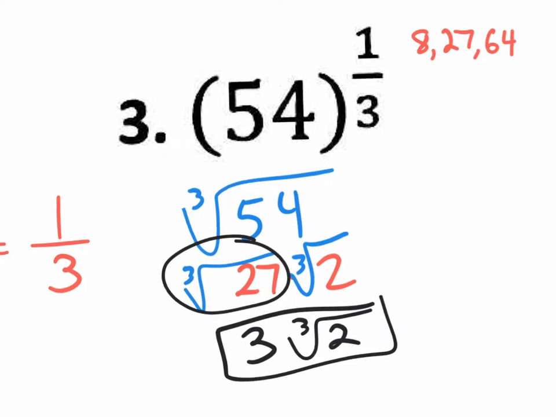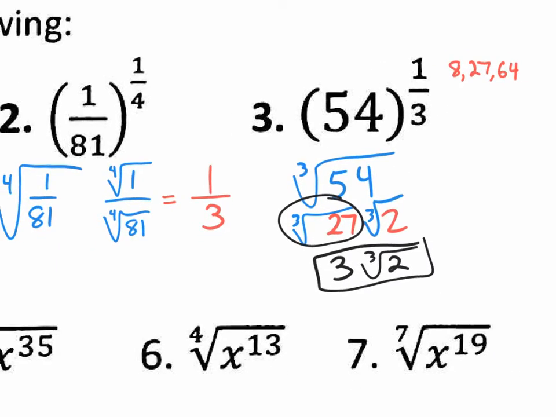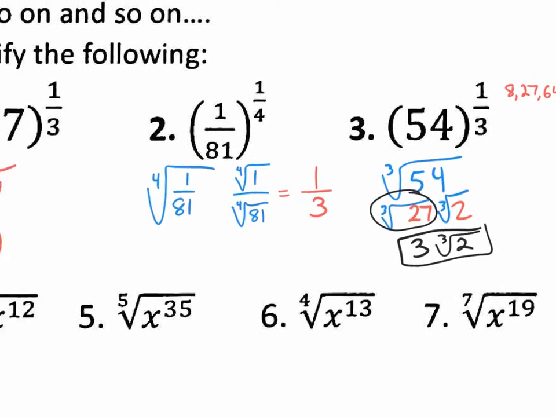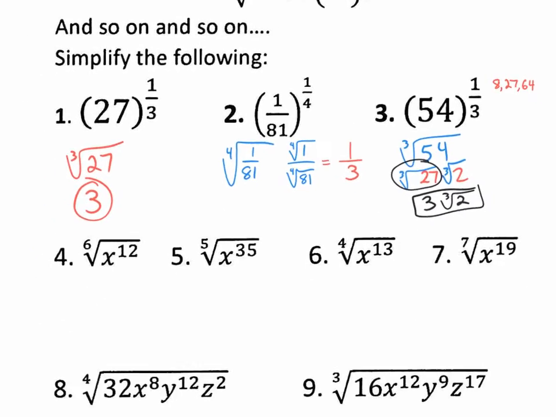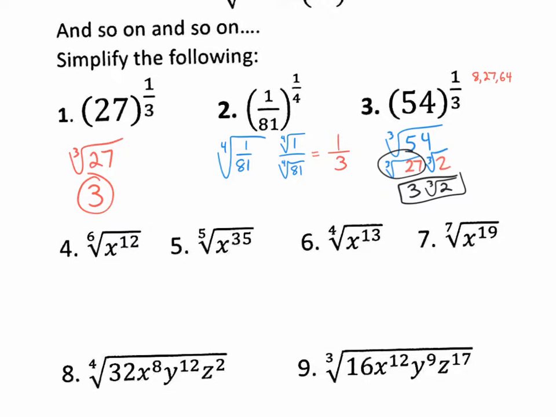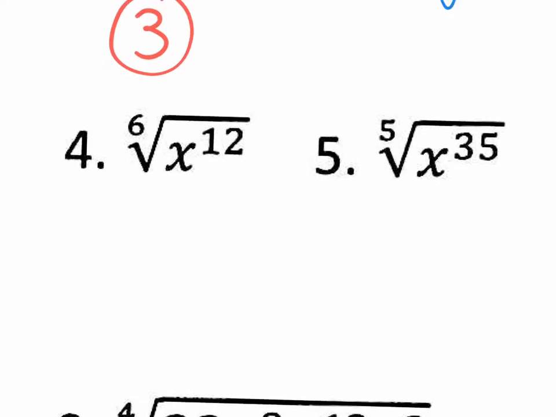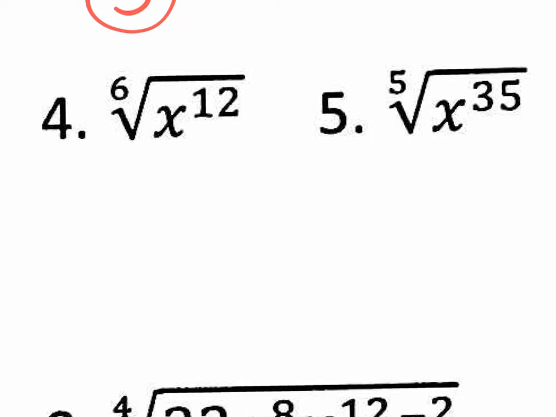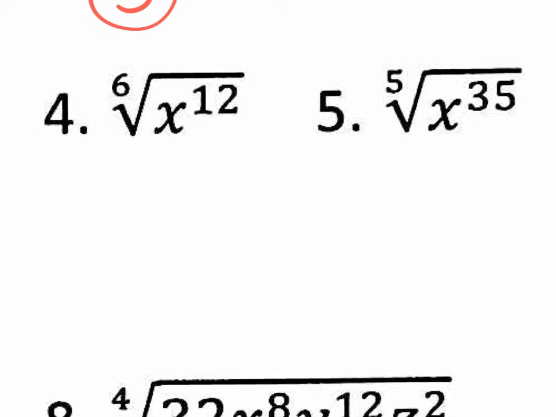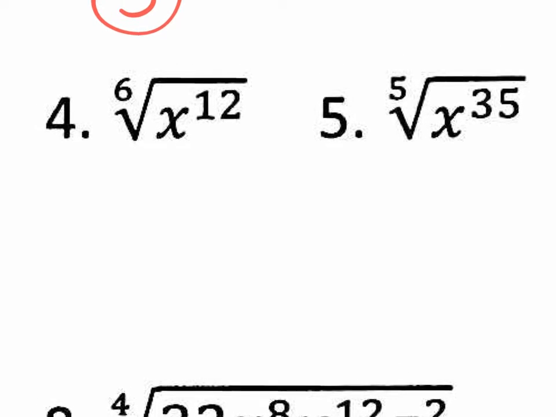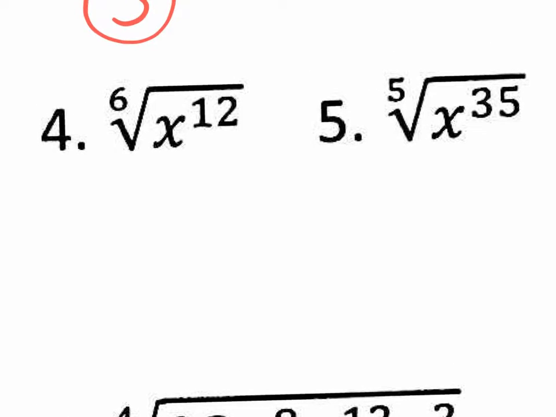It's just a question of getting used to it and practicing. Now, ladies and gentlemen, at this moment, I know we do not have these numbers. I would like you to flip your paper over and copy down these questions as we go, because you guys got an old version of the notes. I have a newer version of the notes. So copy down these two questions, number 4 and number 5. The 6th root of x to the 12th, the 5th root of x to the 35th.